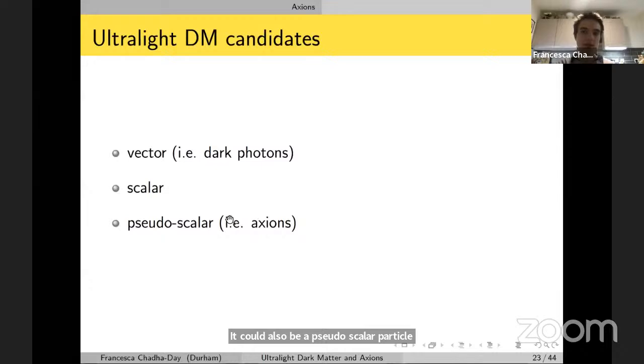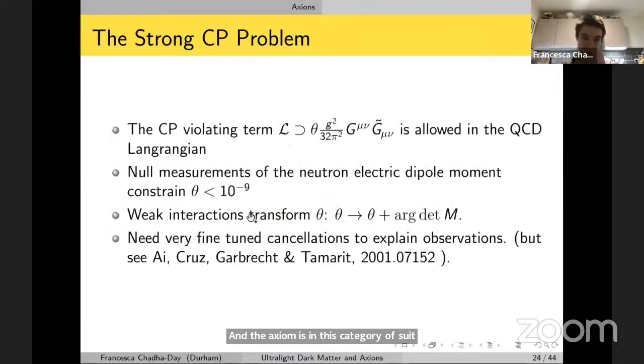So this is something with spin 0, like a scalar, but unlike a scalar, it's CP odd. So when you do a parity transformation, you get a minus sign. And the axion is in this category of pseudoscalars. So let's talk a little bit about what axions are, why we think they might exist.